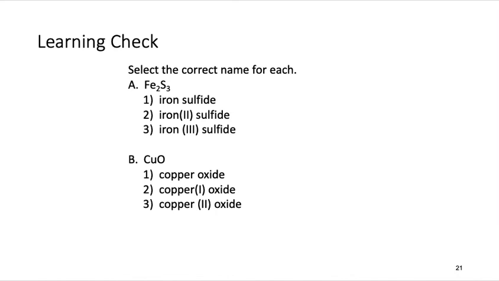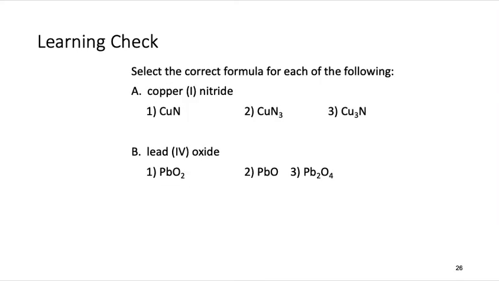Okay, how about copper oxide? Well, it's a 1-to-1, isn't it? Well, oxygen is in group 6. What's its charge? Negative 2. And this balances with it. That means that the copper has to be copper 2 oxide. If it balances with a negative 2, it's copper 2. Okay? Finally, select the correct formula for each of the following.